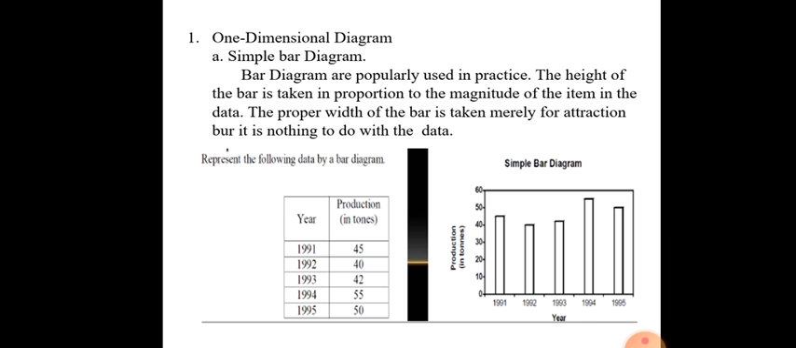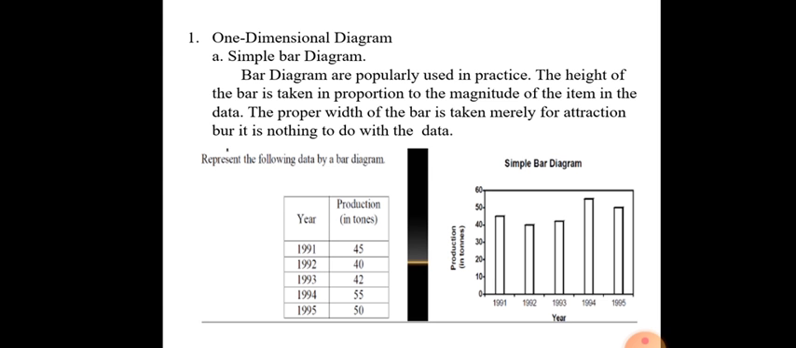simple bar diagram. Okay, so now see what a simple bar diagram is. The simple bar diagram is popularly used in practice, and the height of the bar is taken in proportion to the magnitude of the item in the data. The width of the bar is taken merely for attraction, but it has nothing to do with the data. So this simple bar diagram is used in practice. Just keep that in mind.